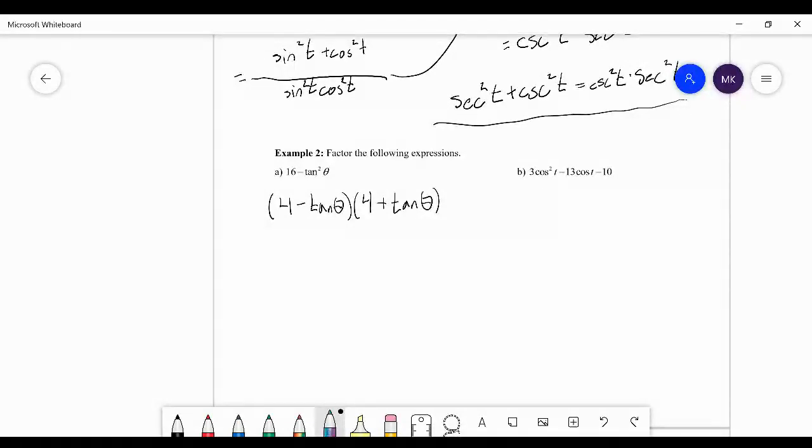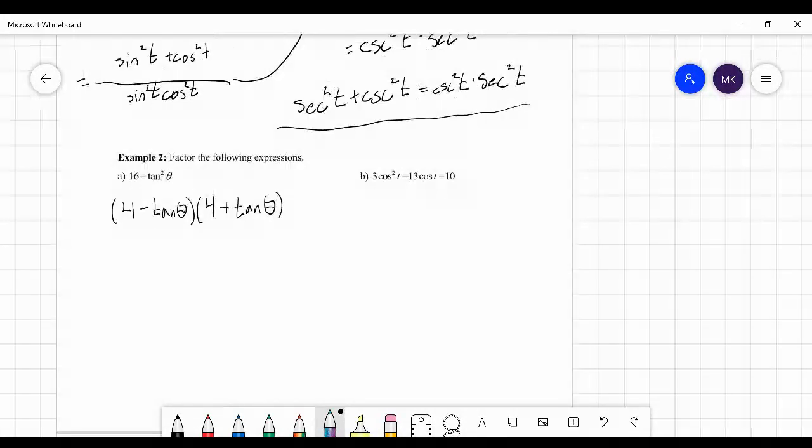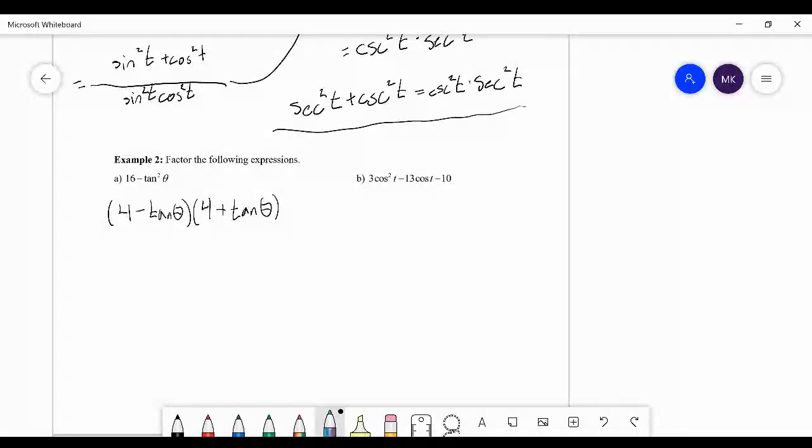Okay. Now this next one is a little more challenging, both in the trig basis, but also just algebraically. So I'm going to do this one algebraically. What I mean by that is I'm going to replace cosine with a random variable. So let's let cosine t equal x, then what I get is 3x squared minus 13x minus 10.